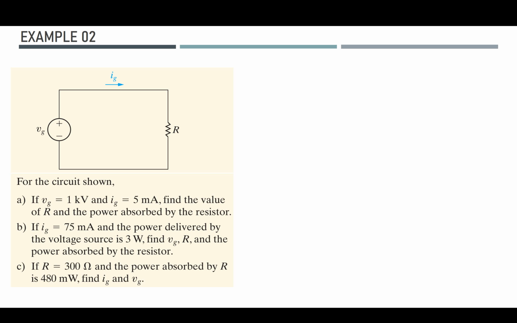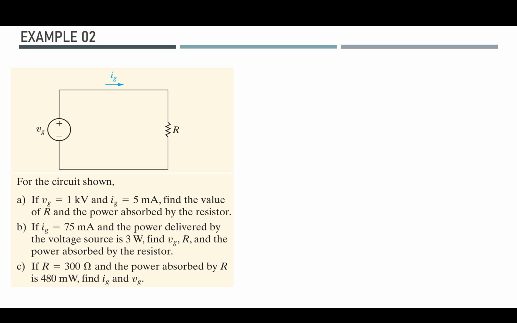In part B, if the same IG equals 75 milliamps and the power delivered by the voltage source is 3 watts, find VG, R and the power absorbed by the resistor. And in part C, if R is 300 ohms and the power absorbed by R equals 480 milliwatts, find IG and VG.